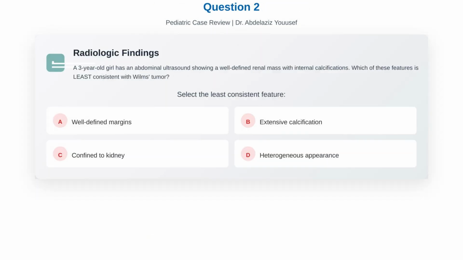A 3-year-old girl has an abdominal ultrasound showing a well-defined renal mass with internal calcifications. Which of these features is least consistent with Wilms tumor? Option A, well-defined margins. Option B, extensive calcification. Option C, confined to kidney. Option D, heterogeneous appearance. Consider the typical radiologic characteristics of Wilms tumor and how they differ from other pediatric abdominal masses, particularly neuroblastoma. The presence and pattern of calcifications can be a key distinguishing feature between these tumors.